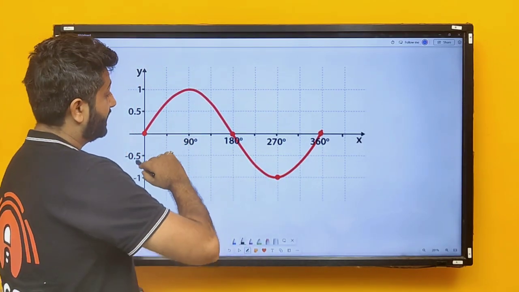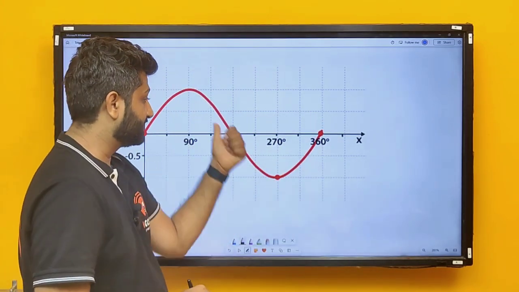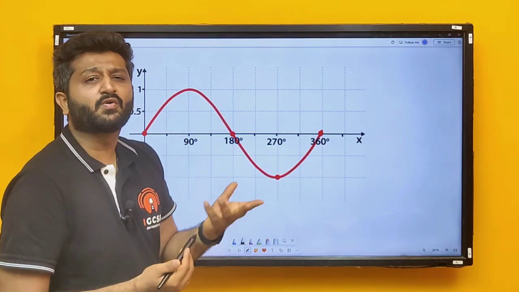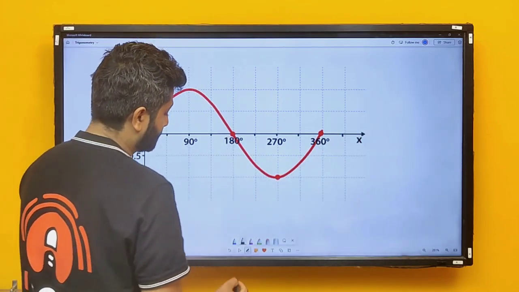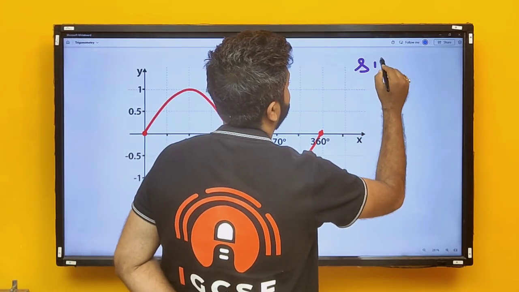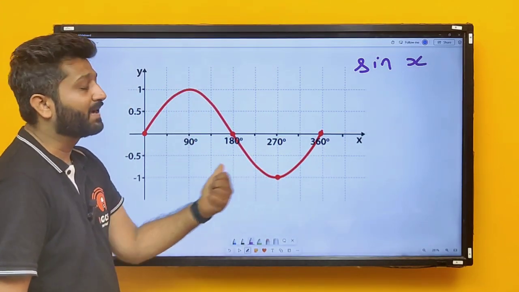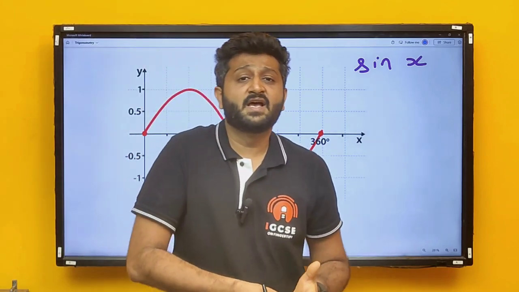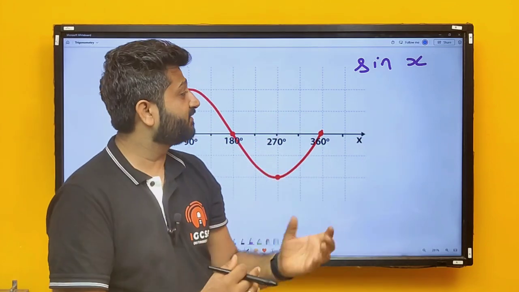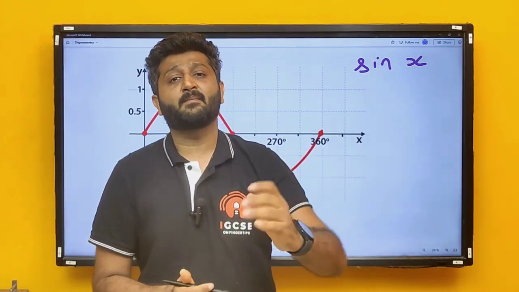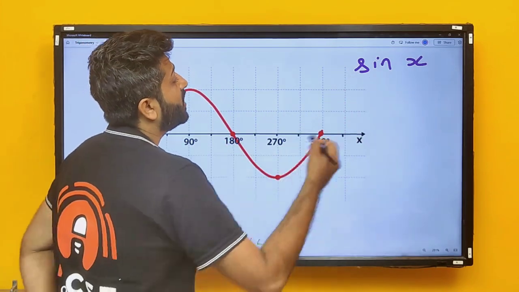Now as you can see, the sine wave takes 360 degrees to complete one full wave. So this is known as wavelength. The wavelength is 360 degrees, or you can say the time taken is 360 degrees. This is one complete wave, right? So this is my graph of sine x. Now if we observe, the graph of sine x lies from plus 1 to minus 1. That is, the range of sine x is from plus 1 to minus 1. If you take any given value of angle, it will always come between plus 1 and minus 1, right?